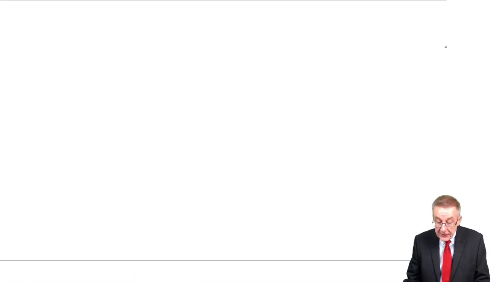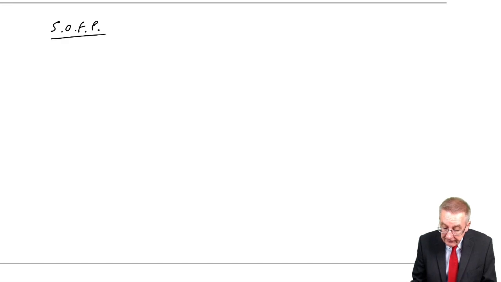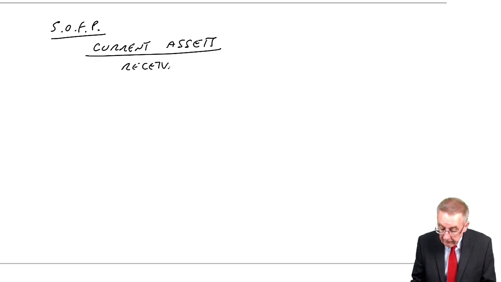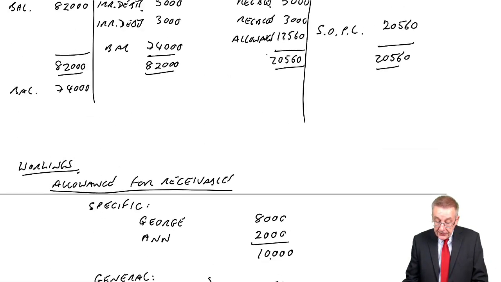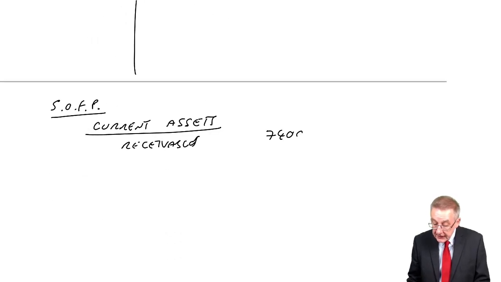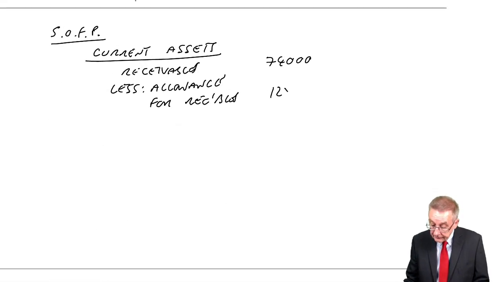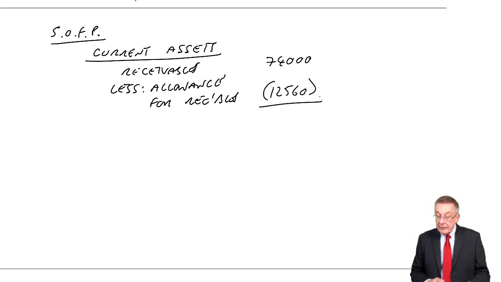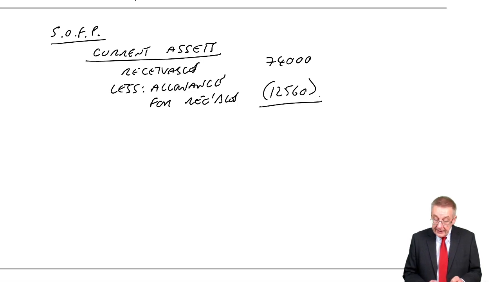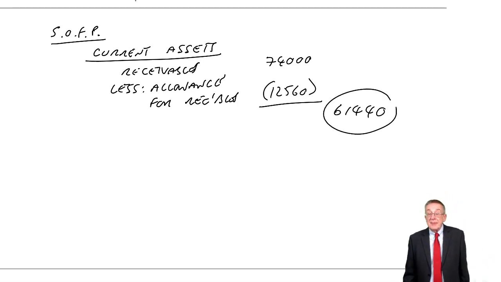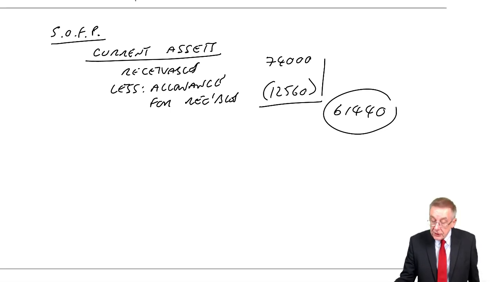Now let's just summarise how they'll appear on the statements. On the statement of financial position, under the heading current assets, we've got receivables, the debit balance, 74,000. As always, that's what we're hoping to collect. But we subtract the credit balance on the allowance for receivables, which was 12,560. And so the final figure on receivables, 74,000 minus 12,560 is 61,440. And that is the final figure appearing on the statement. But we must show that breakdown.